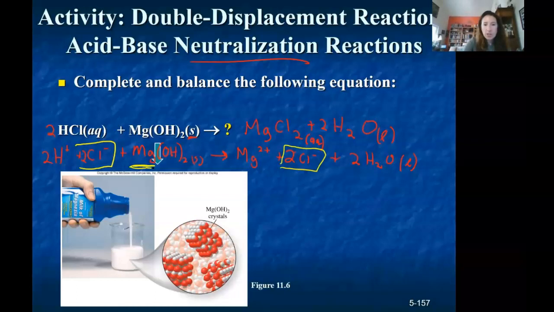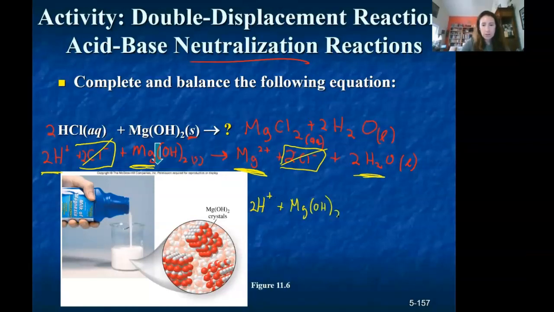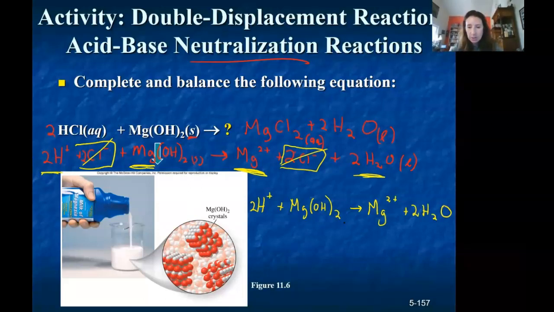I can't cross off the Mg because they're not the same. I can't cross the H because they're also not the same. So the only thing I can cross off here are these Cls. So then I'm just going to write the rest of this down here. And that's your net ionic equation, right? I'm just going to put the solid and the liquid in here. Actually, I could probably put the AQ in here.